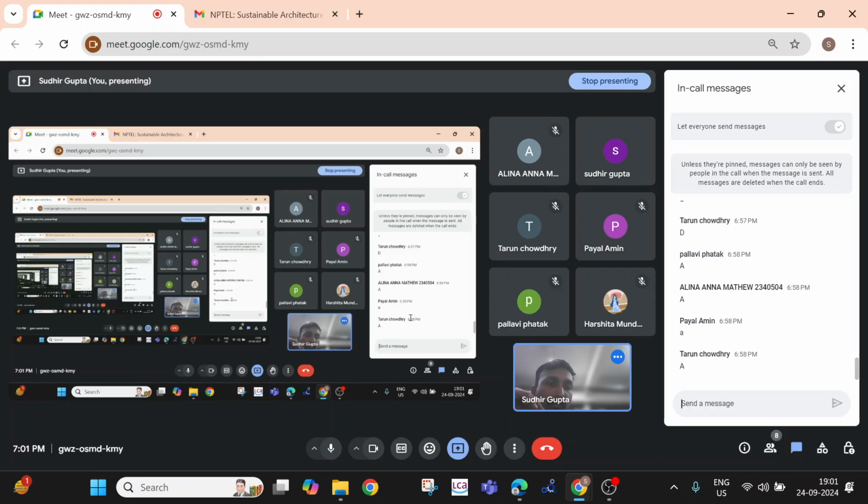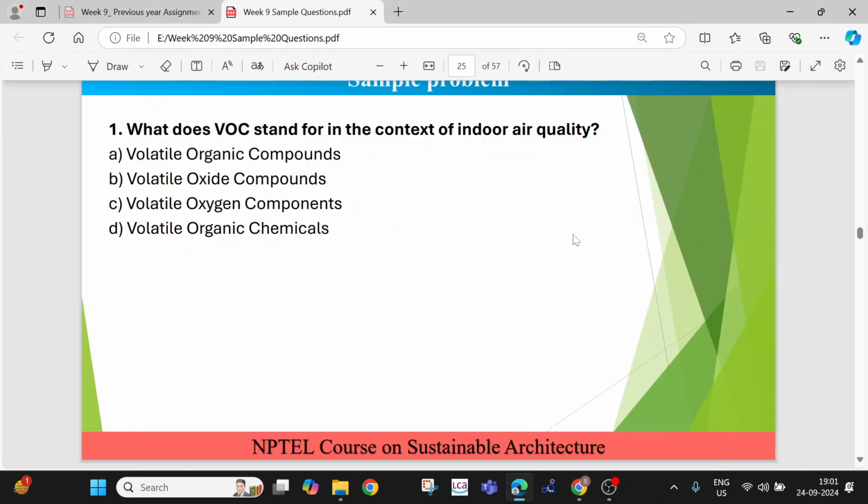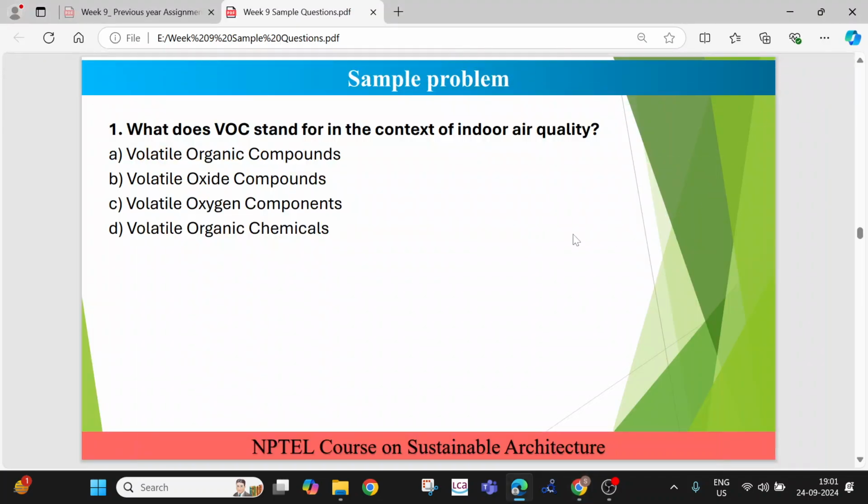Okay, so we have known it also. The correct answer is option A, that is volatile organic compounds, mainly referred to in short as VOC pollutants. Fine. Let's move to the second question.